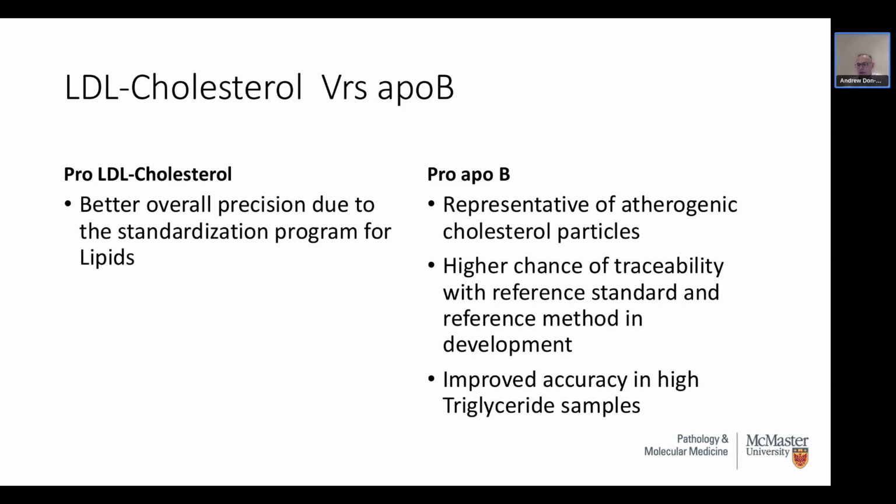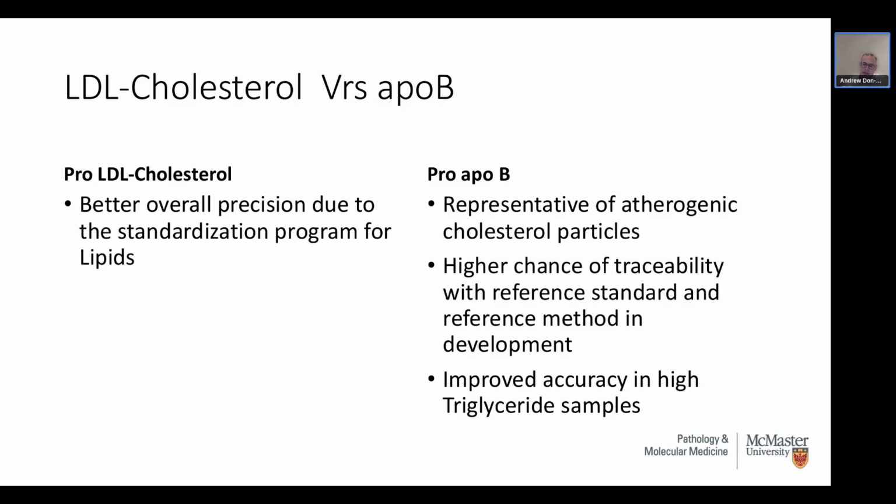With ApoB, there's a higher chance of getting traceability with a reference standard and a reference method. Because we've had a reference standard for a long time, there's a new reference standard also in production and a new reference method. Because those pieces sit in place, and because it's a very standardized protein, it's much easier to come up with these traceability aspects. And so with that, we should get improvement in the precision and accuracy of the methods that are available for apolipoprotein B.